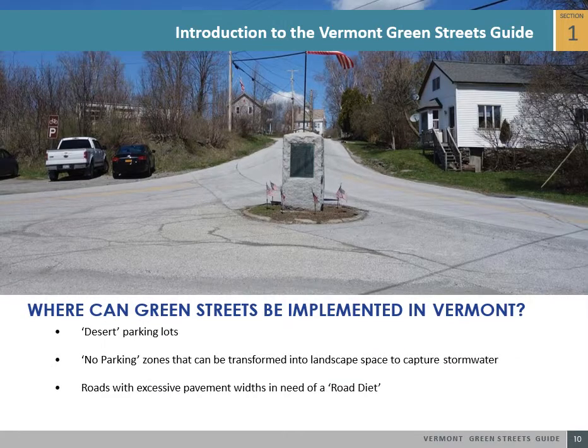Another place that has a lot of opportunity for green streets projects are roads with excessive pavement widths in need of a quote-unquote road diet. So as you can see here around this little circle, there's a lot of extra pavement where the cars actually aren't going to drive through. So maybe that circle could be widened and include some shrubs or other trees.